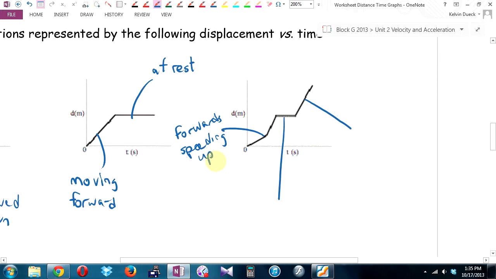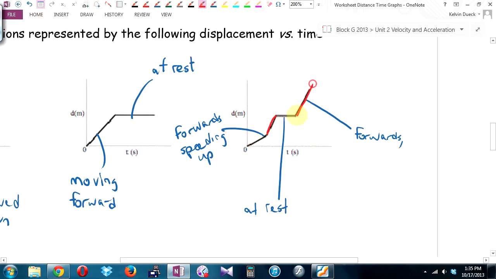What about the middle section? At rest. What about the third section? Direction? Forwards. Faster or slower than the original? Well, definitely faster than that section because it's steeper. That's why I asked you that question earlier, right? There's a nice visual. I'm eyeballing this.